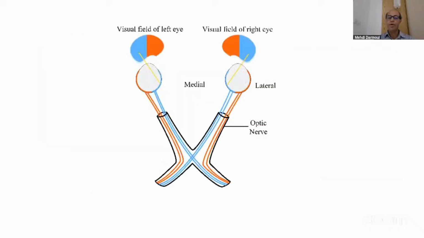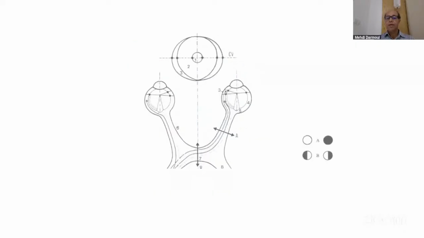Here we have the temporal fibers remaining on the same side, but the nasal fibers will cross the midline to go to the contralateral optic tract. Here, if we have a lesion of one optic nerve, we can have blindness of one eye. And if we have a lesion of the chiasm, the result can be bilateral temporal hemianopia.